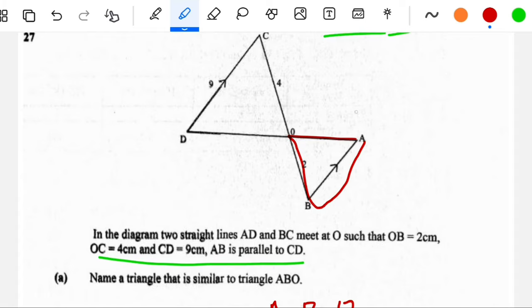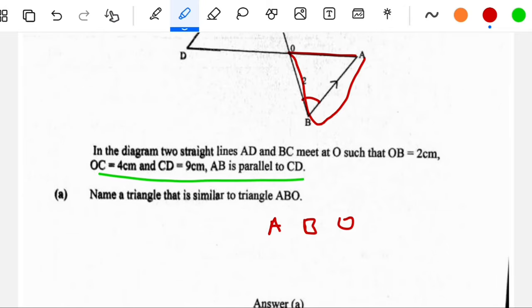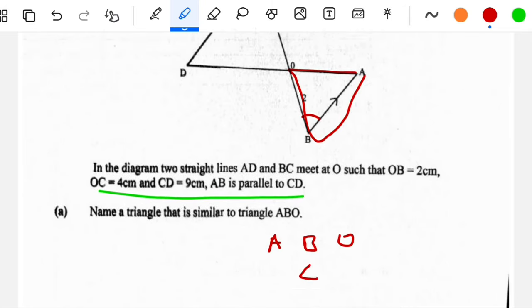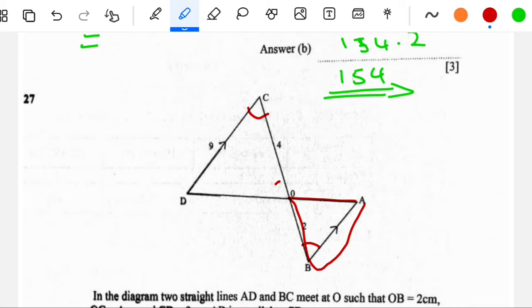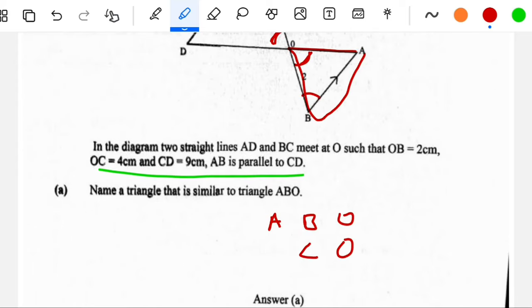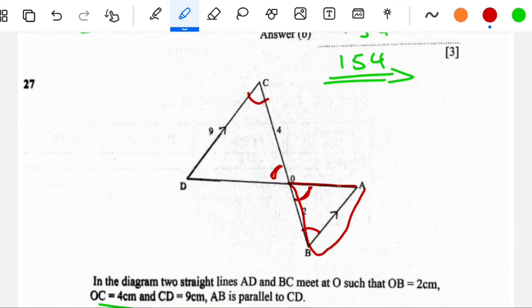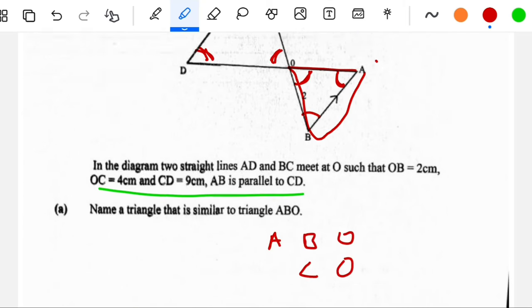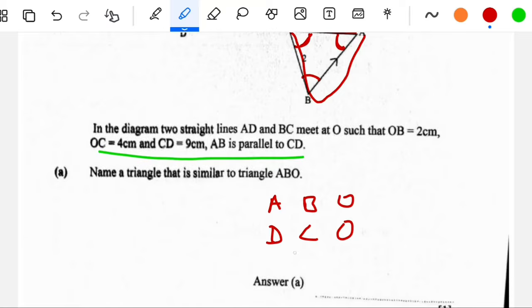Okay, so by Z angles, this one is equal to this one, which means my B is C. Then this angle here is equal to this one, which means where there's O, there's also O. Then A is Z angle with this one, which means where there's A, we put D. So this is our triangle here, which is D, C, O.